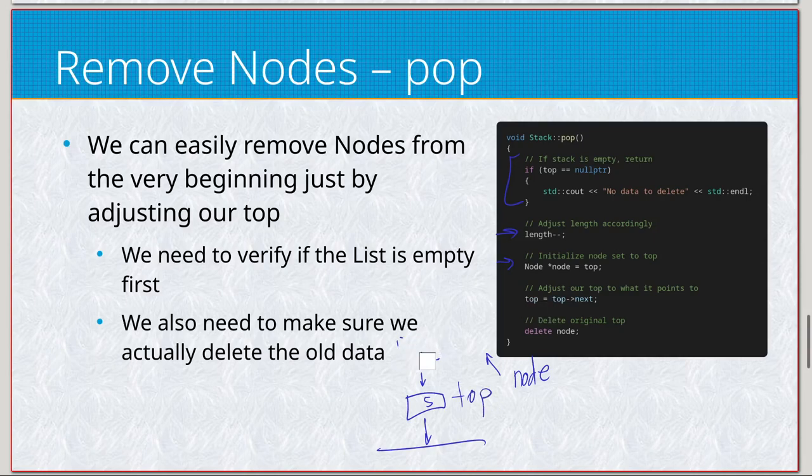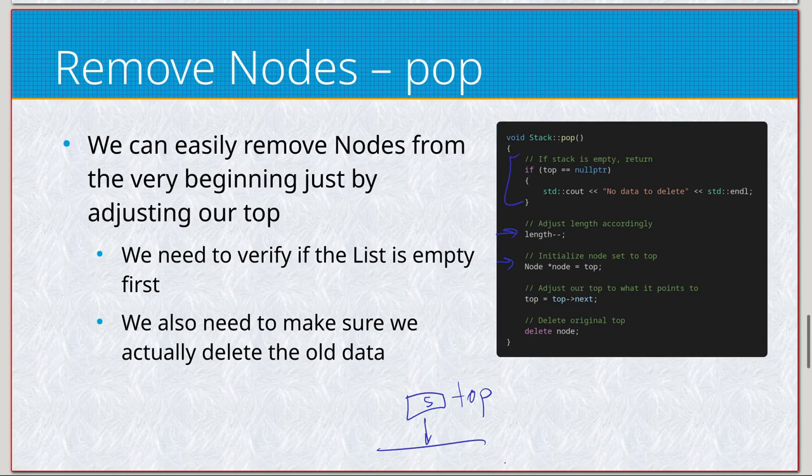And then we delete node and simply just do this, and that's it. That's pretty much all we had to do. Not a big deal, pretty simple. And then we just move on. So that would be inserting and removing data. That's the only thing that we have to deal with when it comes to adjusting data in the stack.